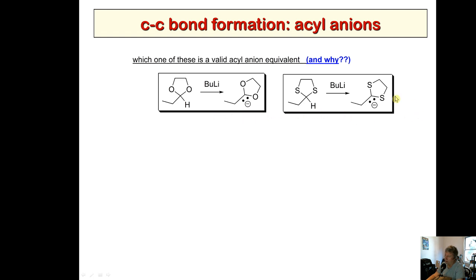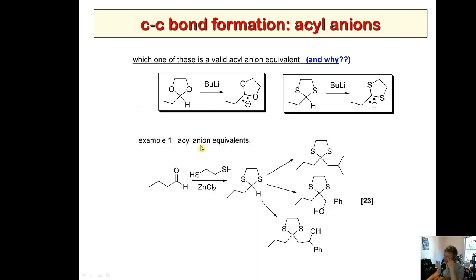The answer is that with the sulfur one, you can expand the octet, right? So you can go above 8 electrons. Oxygen you can't. So you can't violate the octet rule, and this left one doesn't work. But that's why we use thioacetals.